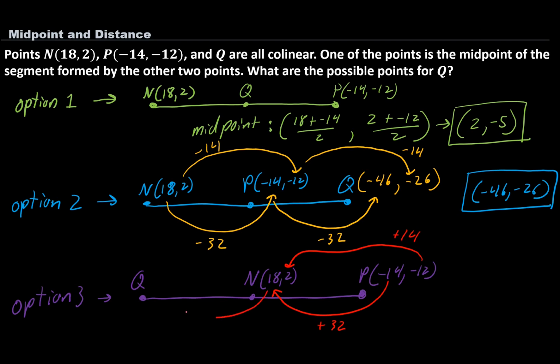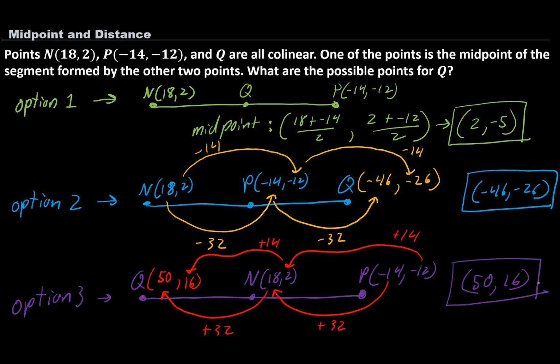And so if we continue that, 18 plus 32 would be 50. And 2 plus 14 would give us 16. So the third and final possibility of where Q could be would be 50, 16. So these are the three possible options. Q's in the middle, Q's at the end on the right, or Q's at the beginning on the left.